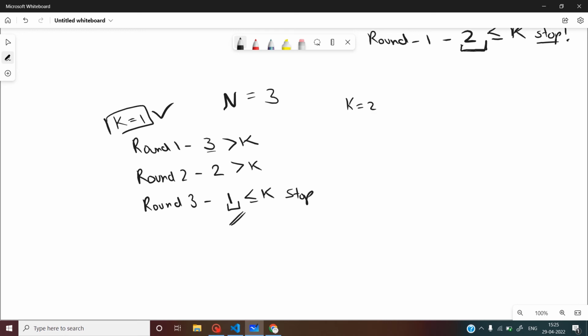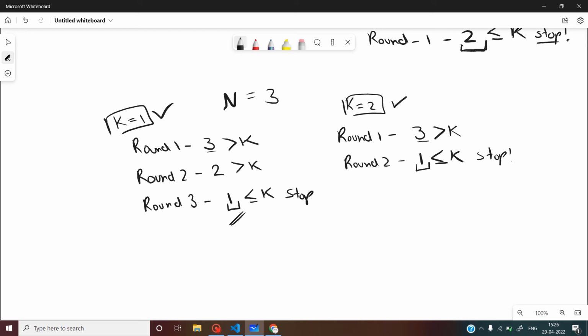If we choose k equal to 2, in round 1 there will be 3 players, which is greater than k. So we will move on to round 2, and in round 2 there will be 3 minus k, that is 3 minus 2, which equals 1. One player remaining, which is smaller than or equal to k. So we will stop here. And as you can see, we have exactly one player remaining, so this k can also be included in our answer. And now k, we cannot take k equal to 3 as this is equal to n.